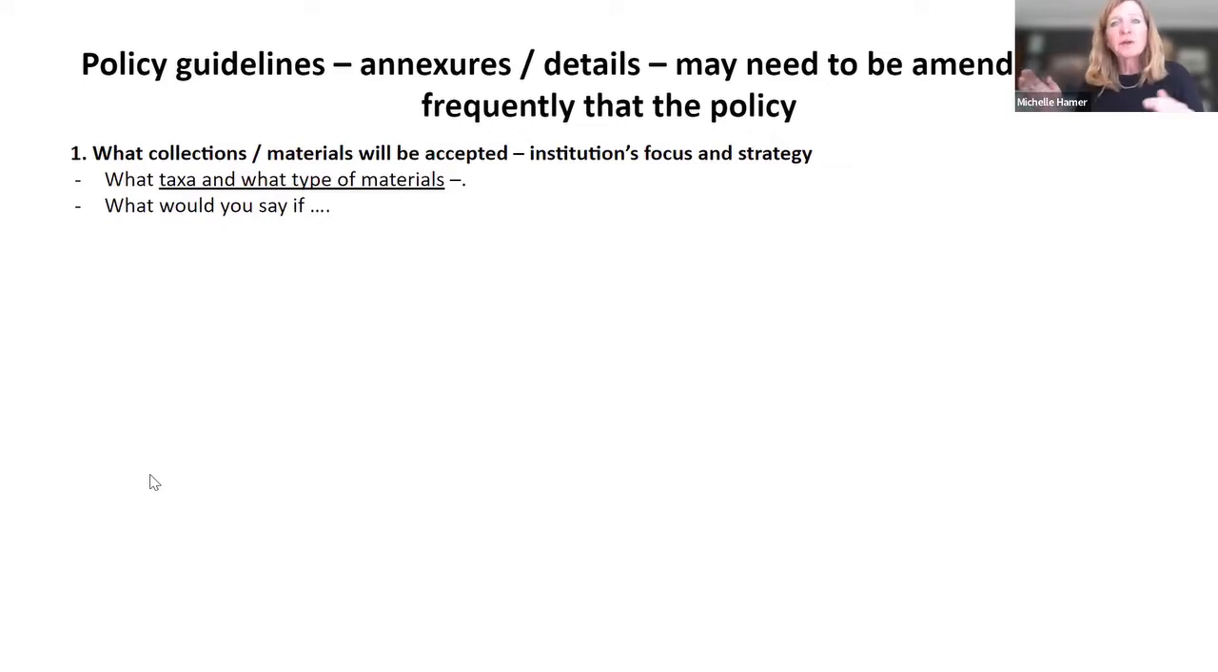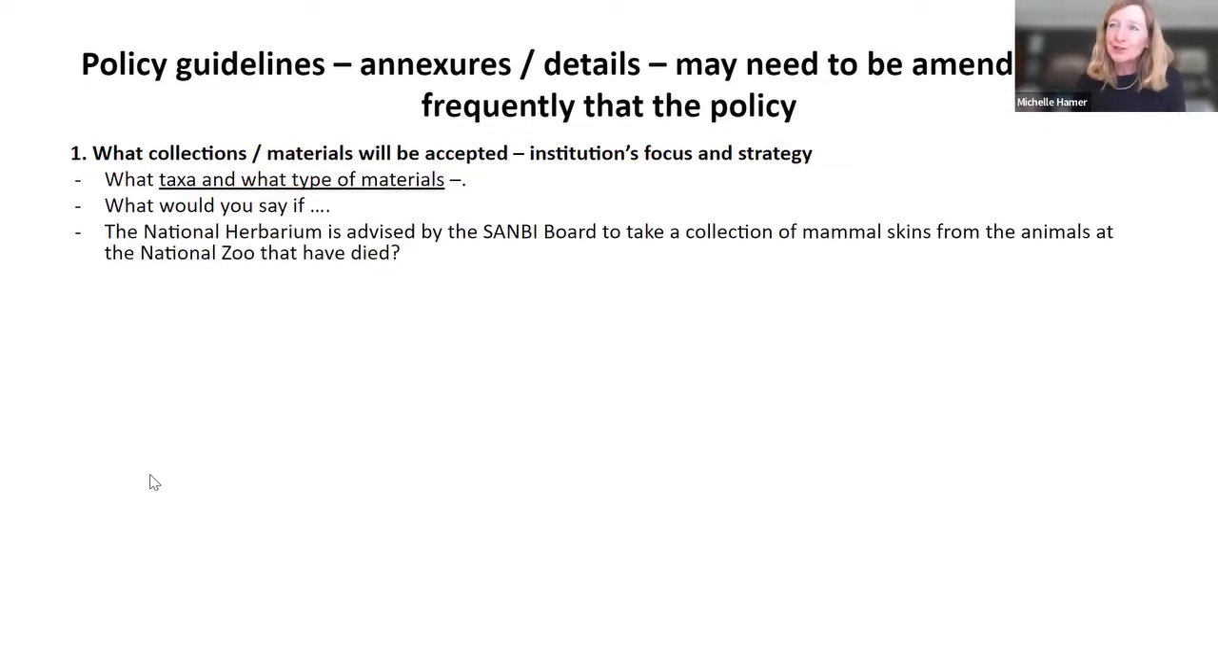So it might seem simple, but what would you say if, and these are just made up stories, but it is the kind of thing that is difficult to deal with. So, for example, the National Herbarium belongs to SANBI. It's part of SANBI, and SANBI's board often makes decisions. And what if they said you have to take all the mammal skins from the zoo, from the animals that have died, because the zoo is also part of SANBI and we don't want to give them away, and so the National Herbarium must take them. So if you don't have any guiding document, what are you going to say?